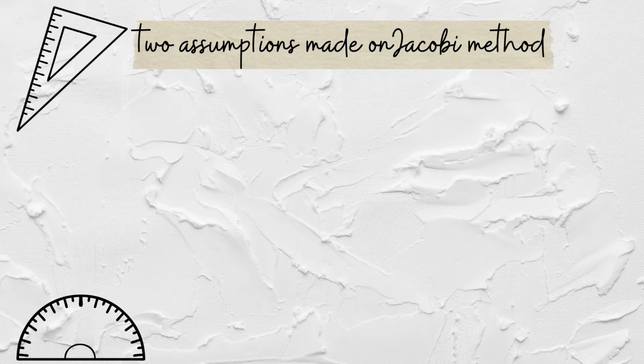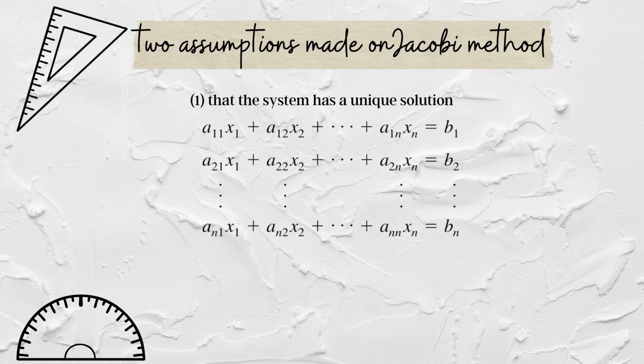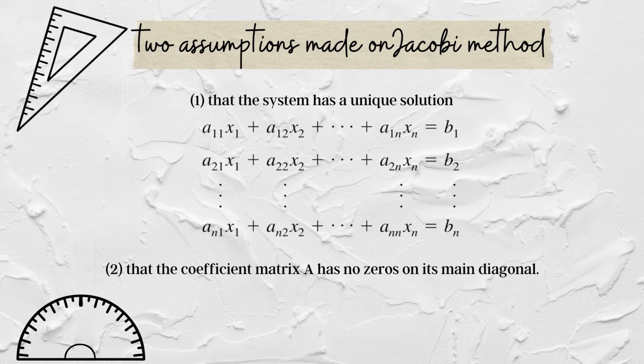There are two assumptions made on the Jacobi method. The first assumption is that the given system, a11x1 plus a12x2 plus a1nxn equals b1, a21x1 plus a22x2 plus a2nxn equals b2, up to an1x1 plus an2x2 plus annxn equals bn, has a unique solution. The second assumption is that the coefficient matrix A has no zeros on its main diagonal, namely a11, a22, until ann are non-zeros.